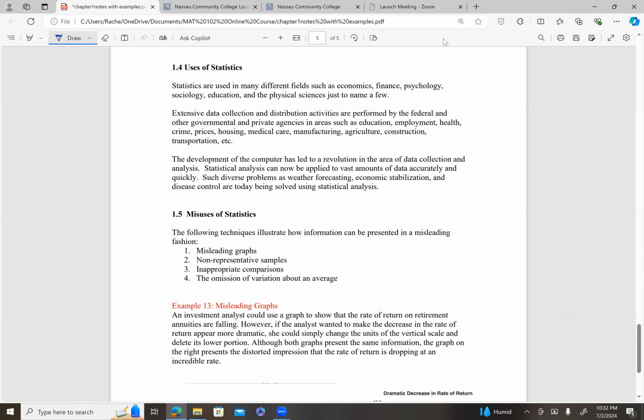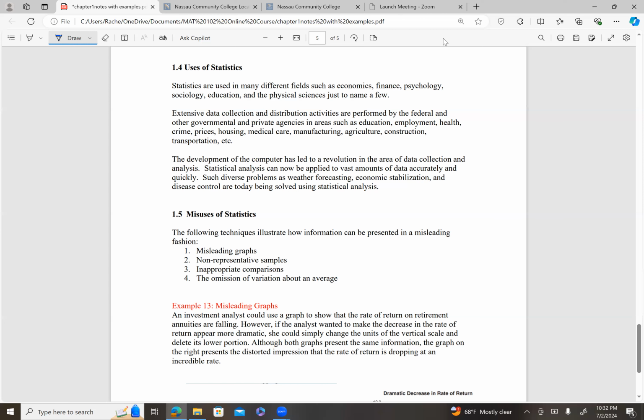Extensive data collection and distribution activities are performed by the federal and other governmental and private agencies in areas such as education, employment, health, crime, prices, housing, medical care, manufacturing, agriculture, construction, transportation, etc. So there are all different fields that require extensive data collection in order to analyze different concepts or areas. And the development of the computer has led to a revolution in the area of data collection and analysis. So statistical analysis can now be applied to vast amounts of data accurately and quickly.